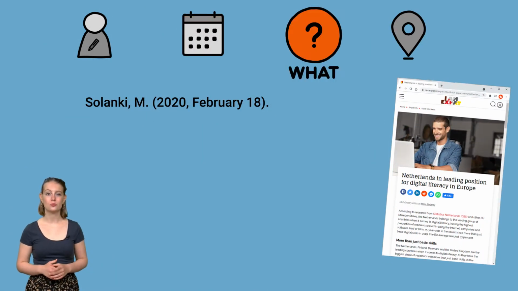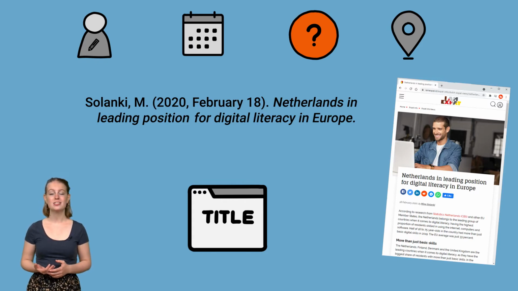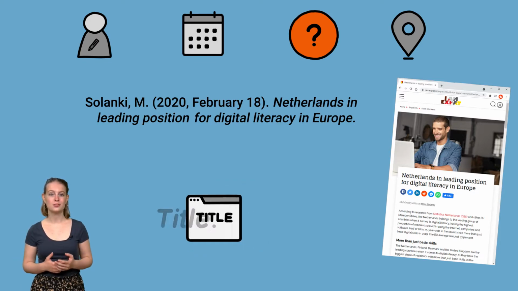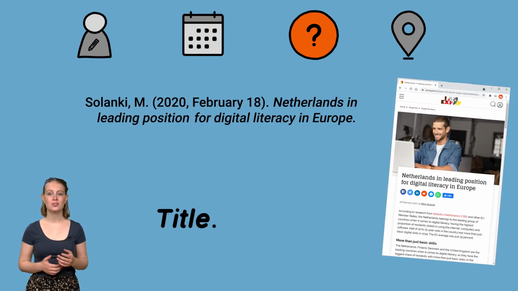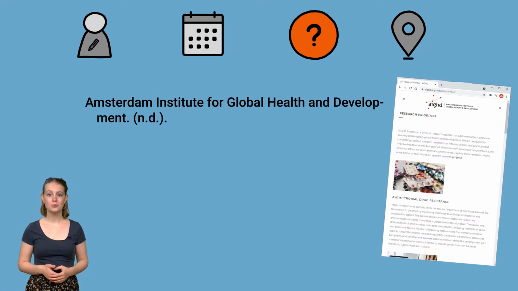The third part is what. What is the title? Which title is it? In this example, the title is Netherlands in Leading Position for Digital Literacy in Europe. The title is written in italics. If there is a subtitle present, end the main title with a colon and start the subtitle with a capital. In the second example, the title is shorter, Research Priorities.